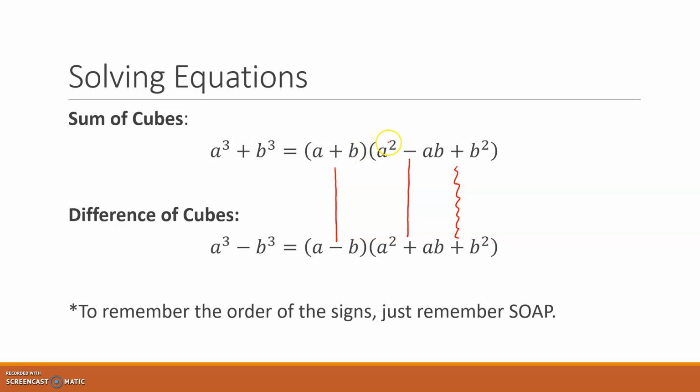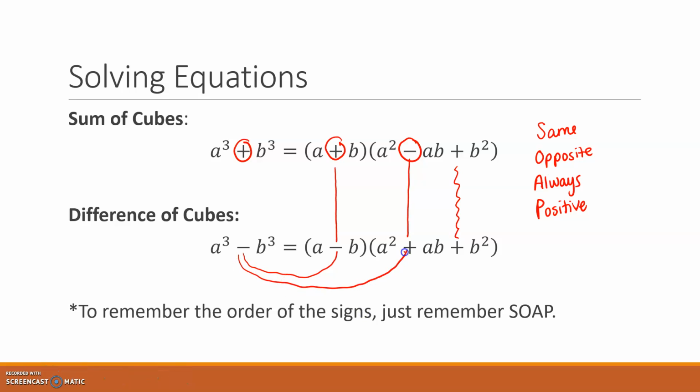And so I had trouble remembering which order the signs went in until somebody taught me about SOAP. So SOAP tells us that we do the same, the opposite, and then always positive. So what I mean by that is that this sign is the same as the one that we started with. This sign is the opposite of what we started with, and then the last one is always positive. So if you look here, we have negative and negative. They're the same. Here, though, the second one, they are opposites. But everything else stays the same. We've just got a and b, a squared, ab, b squared.